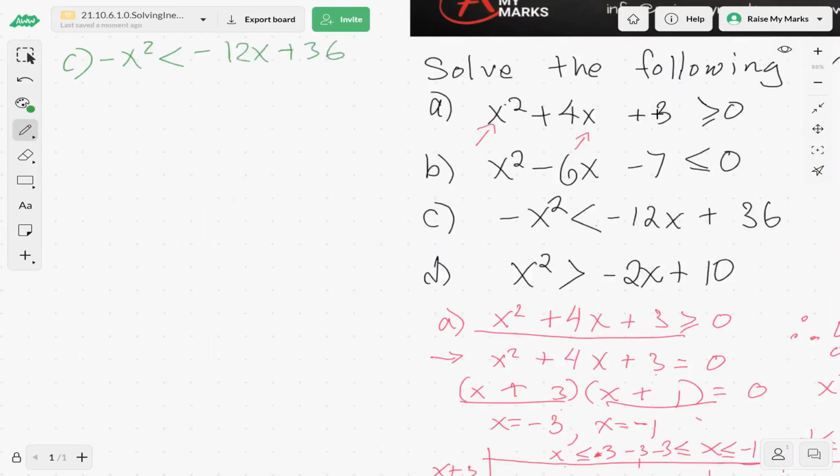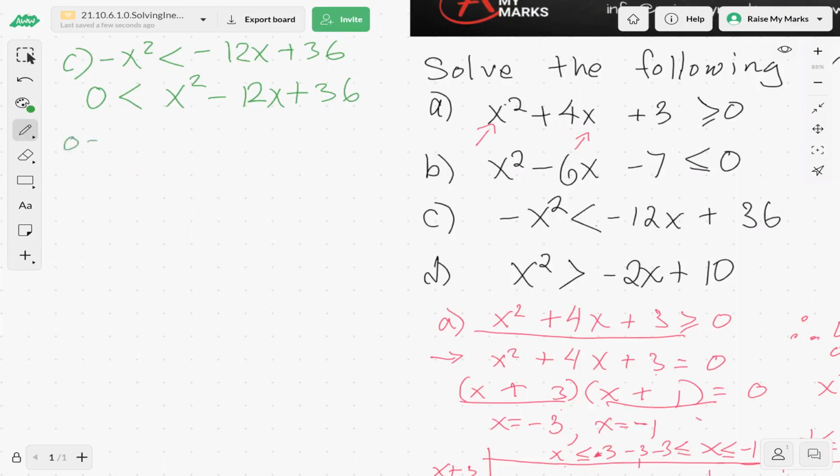Okay. So let's rearrange this so it looks like the form in part A or part B. So we want a 0 either on the left or right hand side of our inequality. I'm going to bring the negative x squared over to the right hand side. And the reason for this is now I have a positive coefficient in front of the x squared, and that's a little easier to work with. Okay. So the right hand side now, or inequality, becomes 0 is less than x squared minus 12x plus 36.